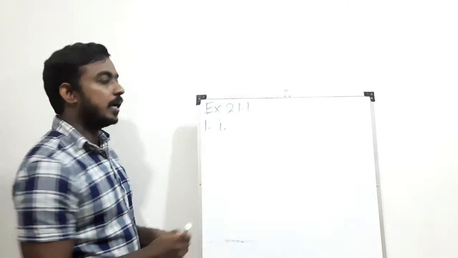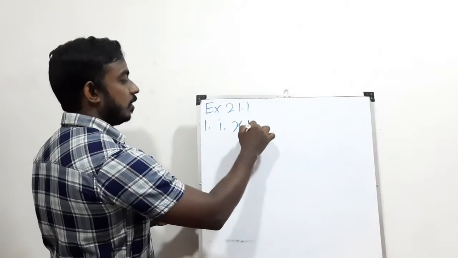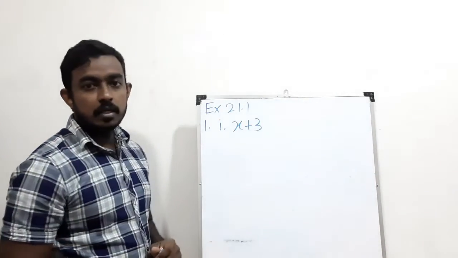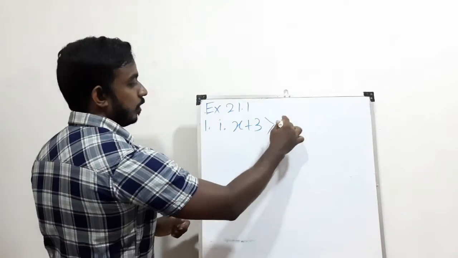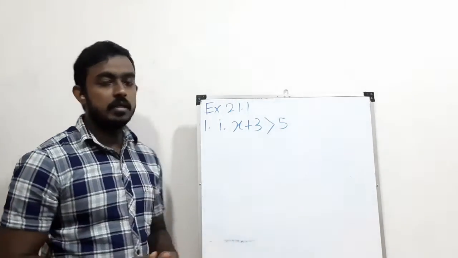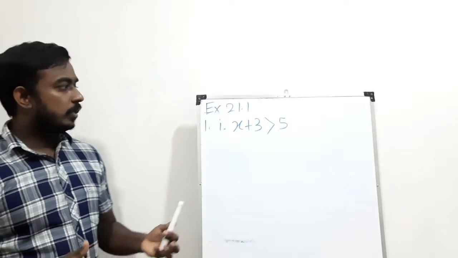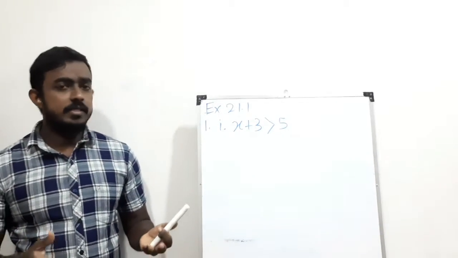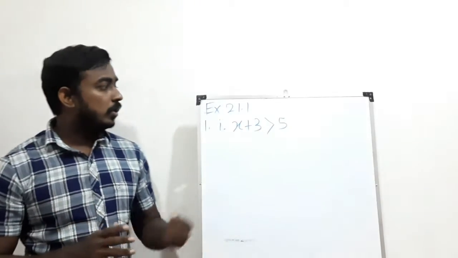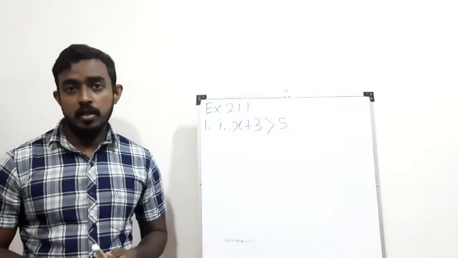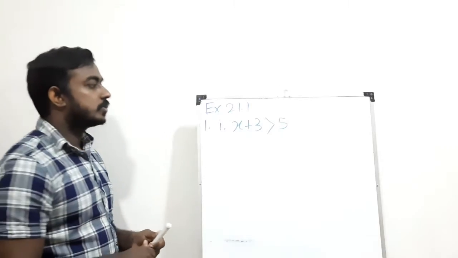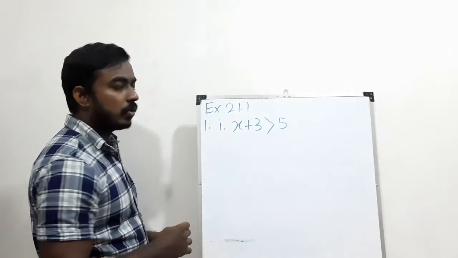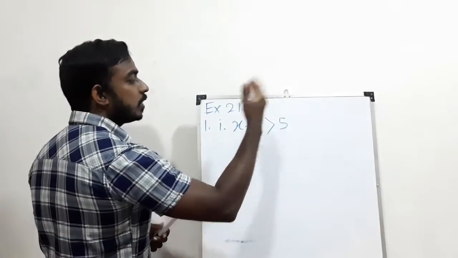So we can write that for this one, x plus 3 is greater than 5. So this is very simple. Do not consider it as an inequality. If you know this as an equation, you know how to solve that. So the same we have to do here. We have to send plus 3 to the other side.